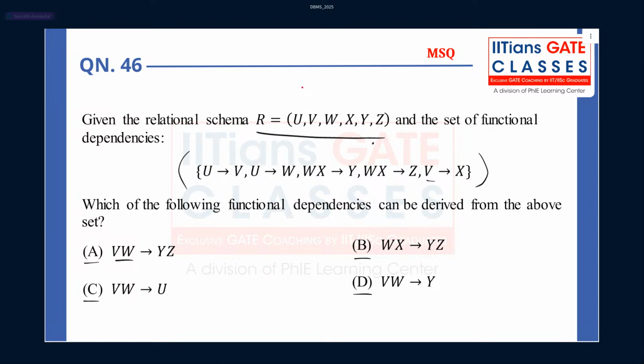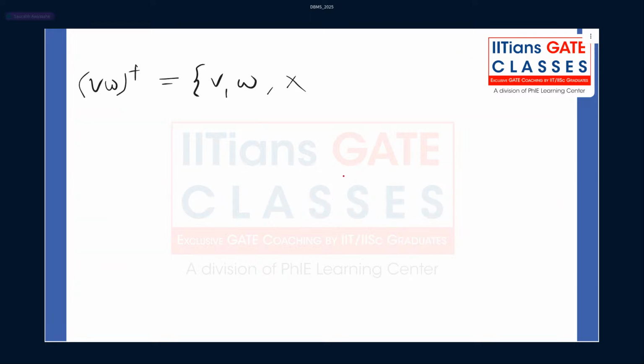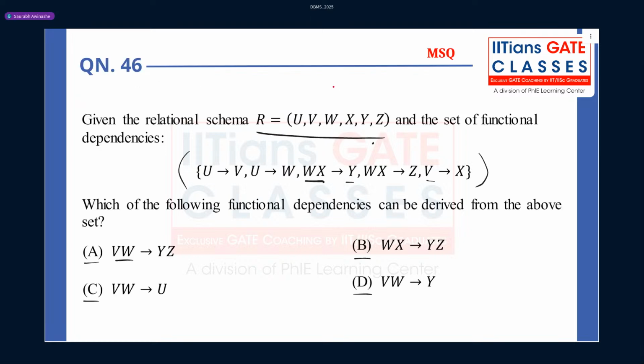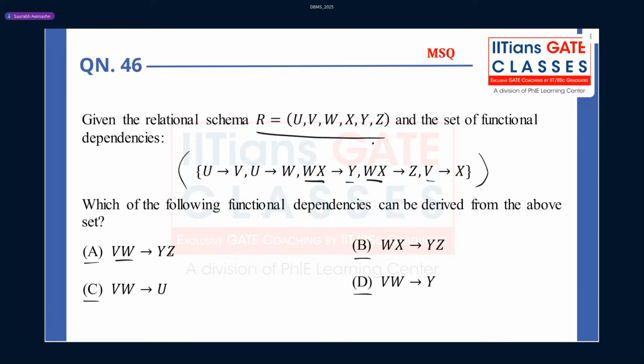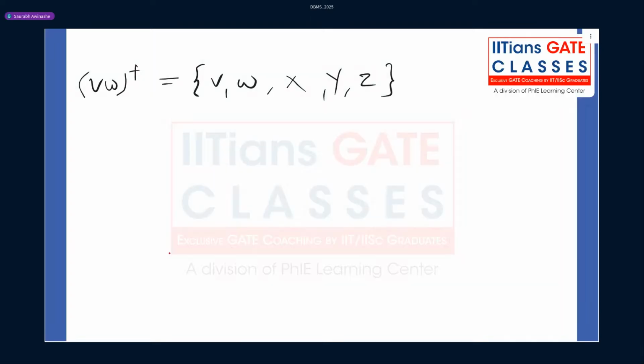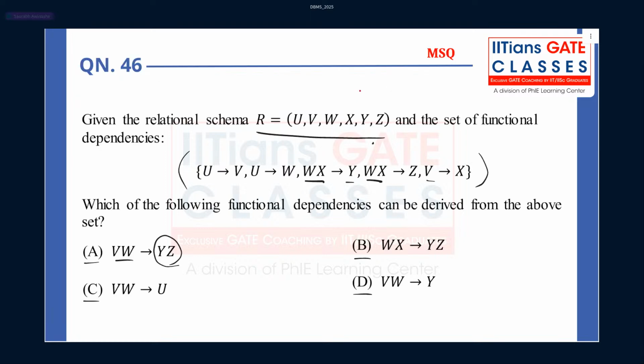And WX derives Y, right? And then WX also derives Z. Okay. So this is the closure of VW. So we want to see if YZ is contained in the closure. So we can see Y and Z is contained in the closure. So this option holds true.